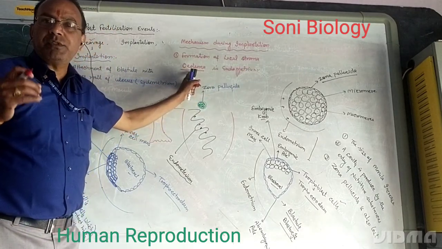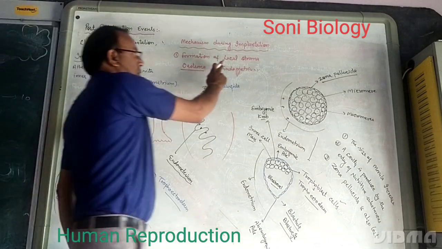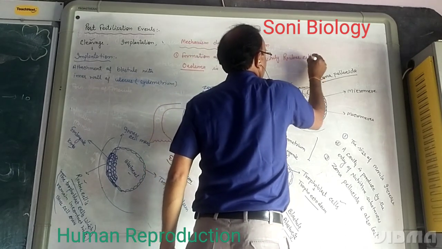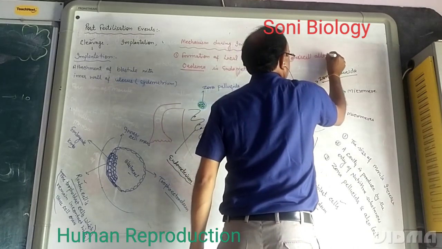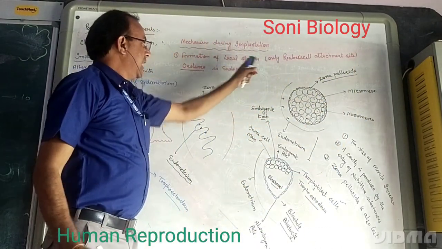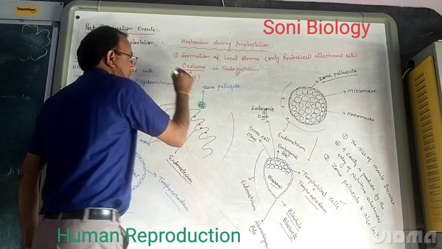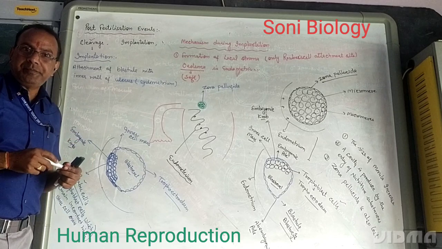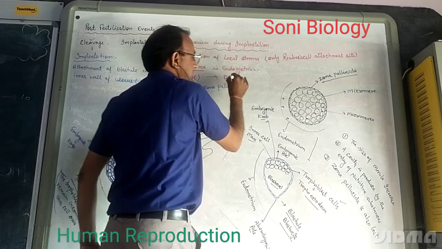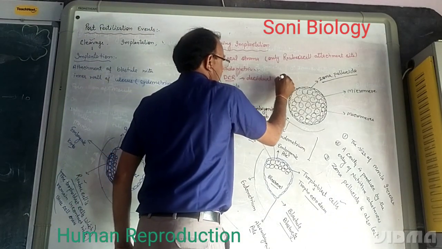Edema means it becomes very soft, so that the blastula attaches with the inner wall of the endometrium. Local stroma means only the Rauber cell attachment site. The Rauber cell attachment site is known as local stroma. Edema, this becomes soft. That is called local stromal edema. In this mechanism, this is called DCR, decidual cell reaction.